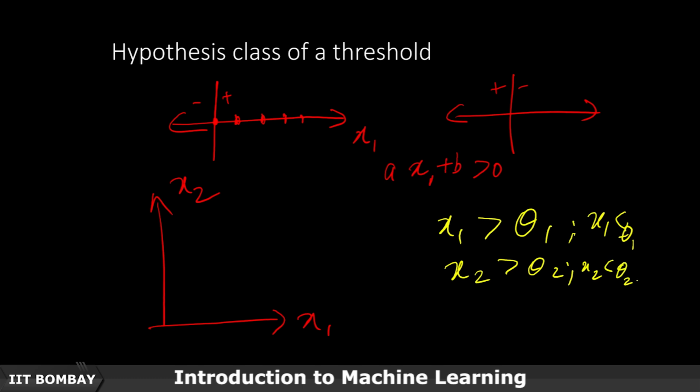So these are the type of functions we can have. So the hypothesis class would be any axis aligned boundary. It will be either parallel to the x1 axis, or parallel to the x2 axis, and depending on which one we select, one side will be positive, the other side will be negative. We will not have a slanting line. For a threshold class, we will not have slanting lines.